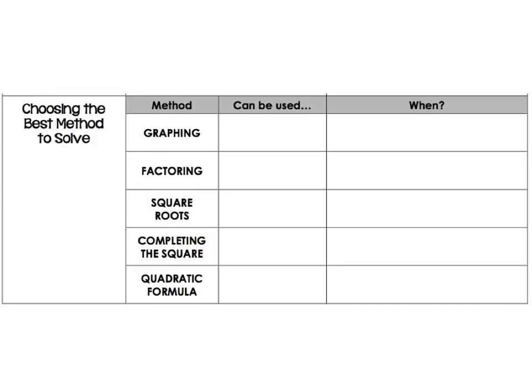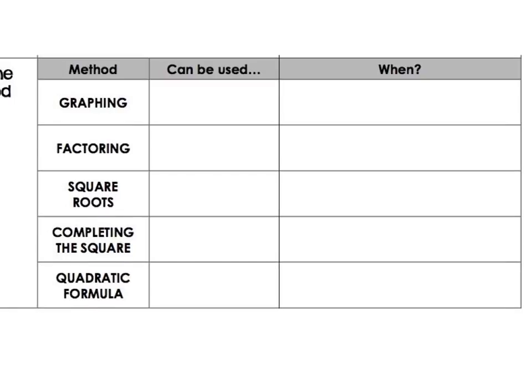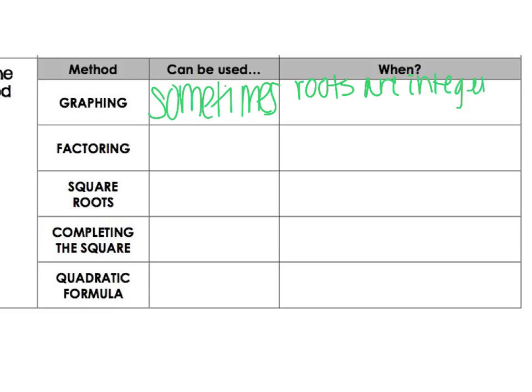All right, so we learned 5 methods: graphing, factoring, square roots, completing the square, and quadratic formula. So when can we use these, and when's the best time to use these? All right, so I'm just going to zoom in as we fill out this chart. So graphing. Graphing can be used sometimes, not all the time. And it's best to solve by graphing when the roots are integers.